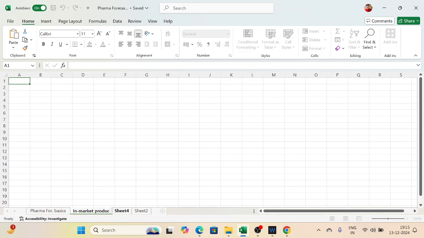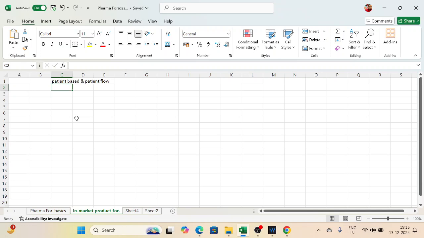For in-market product forecasting, I will be trying to make a few patient-based models. There are two types of models, patient-based and patient flow. Patient-based models will be the ones that we will be working on mainly. In the patient-based model, we majorly focus on the incidence, prevalence, diagnosis, treatment. You all must have heard of all these things.